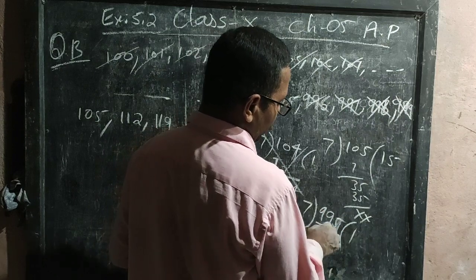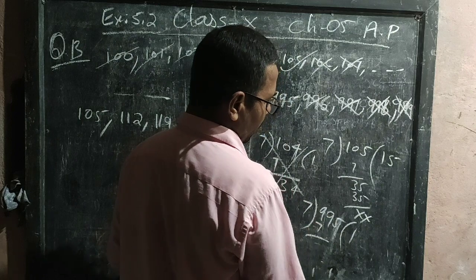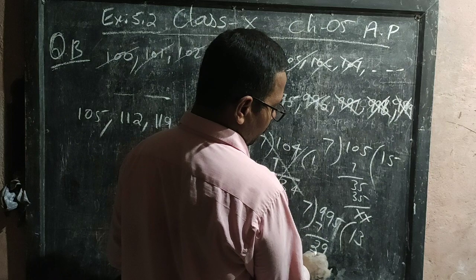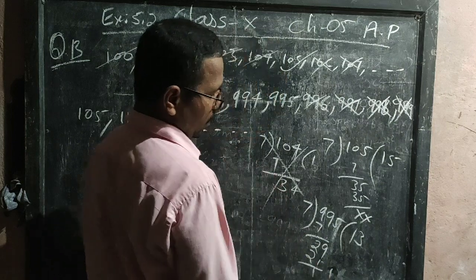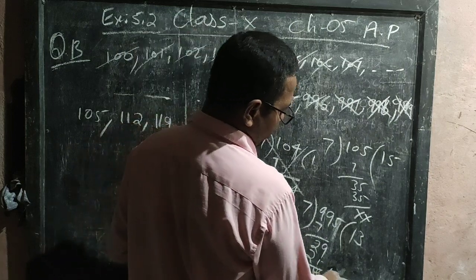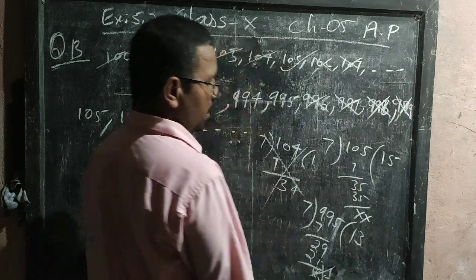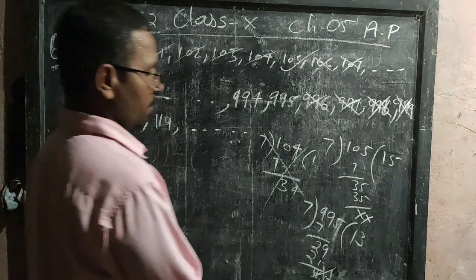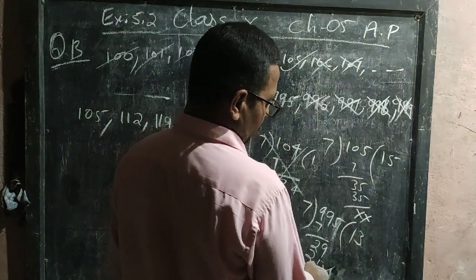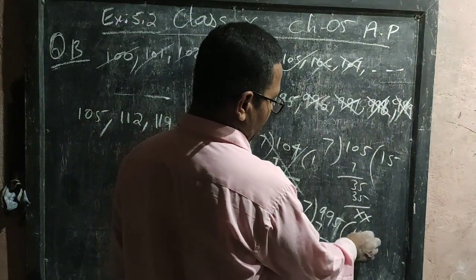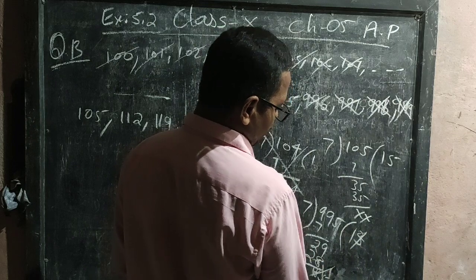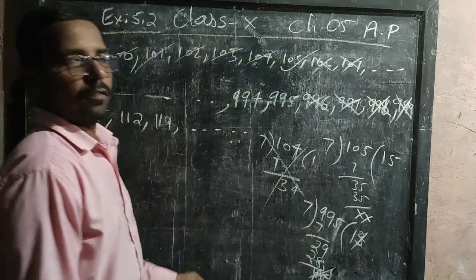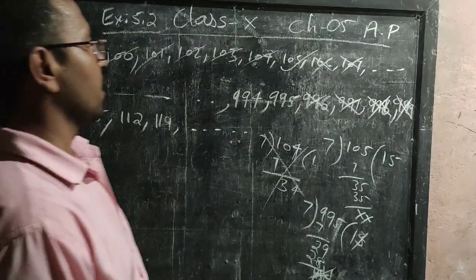7 ones are 7. So how much will we get here? 2, 9. 7 threes are 21, so 8 and 85. So it is also not divisible by 7. 7 fours are 28, so 1 and 5, 15. We are getting 15 as the remainder, which is also not divisible by 7.